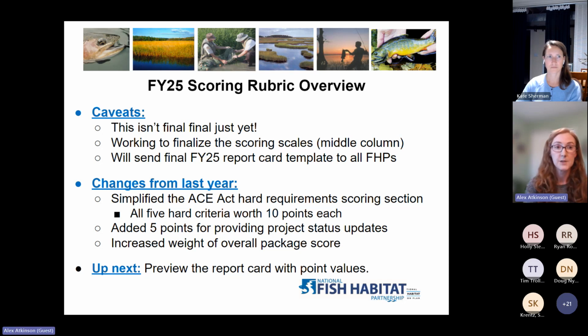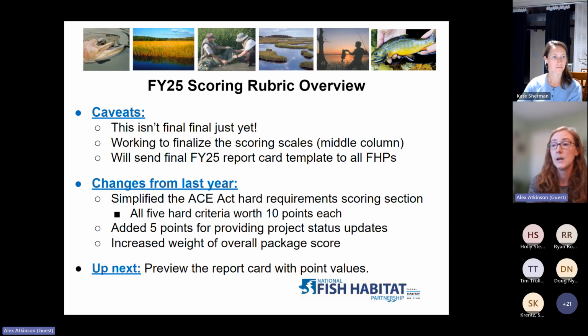To highlight a couple of the changes before I show you the actual updated rubric, changes from last year include that we have simplified the ACE Act hard requirements section, which you'll see on the next slide as the blue categories. We've had those all now separated out so that each one stands alone and each one is worth 10 points. Just makes it more streamlined, easier to interpret. Before, in last year's scoring rubric, they were lumped together in a couple of different ways. And so this year we wanted to simplify that and make that more straightforward.